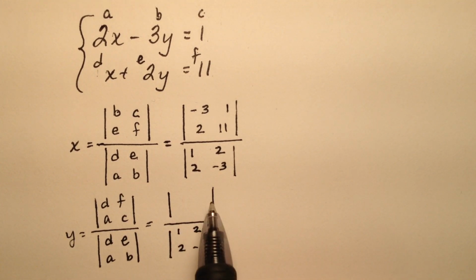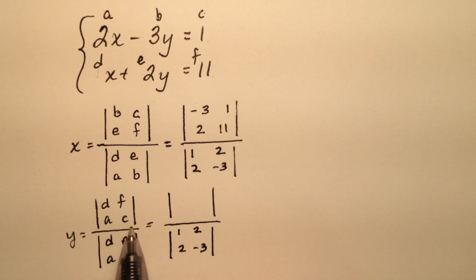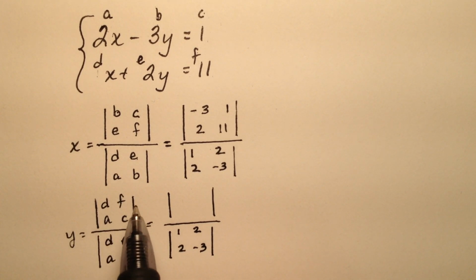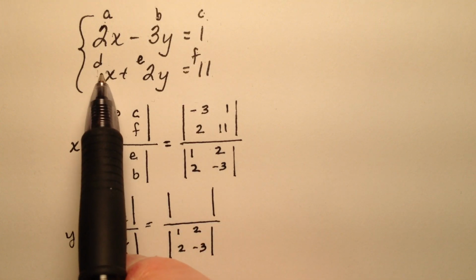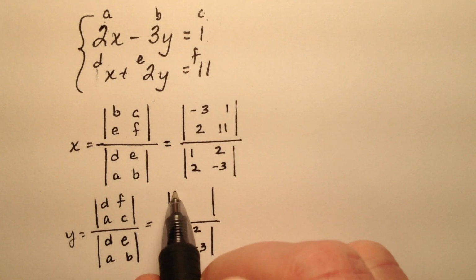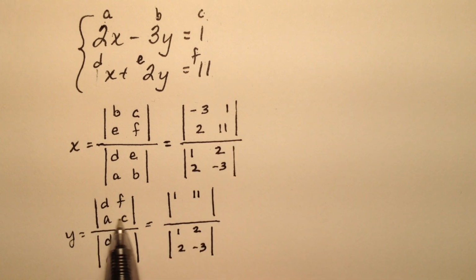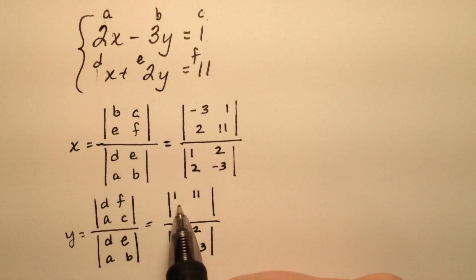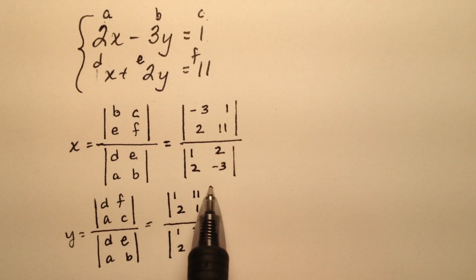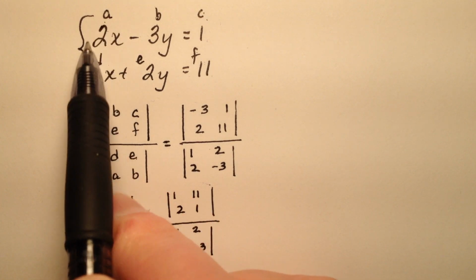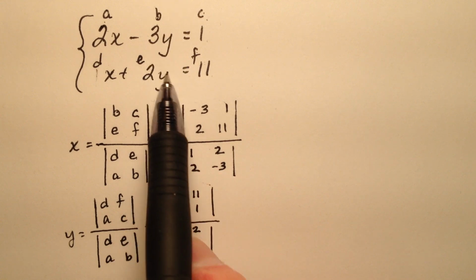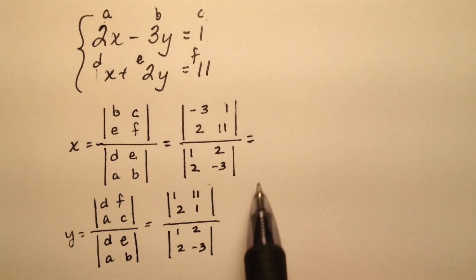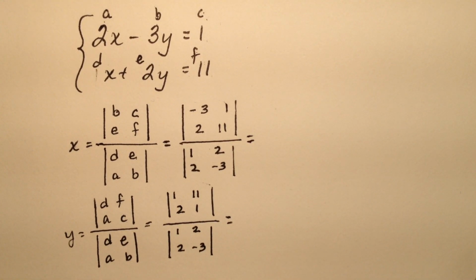So my y values I need to go snag. So D and F, A and C. So 1 and 11. And then A and C, 2 and 1. And you'll notice the patterns here. The numerator in my y uses the x coefficients, and the numerator in my x is going to use the y coefficients. So now it's just a matter of going ahead and simplifying these determinants.